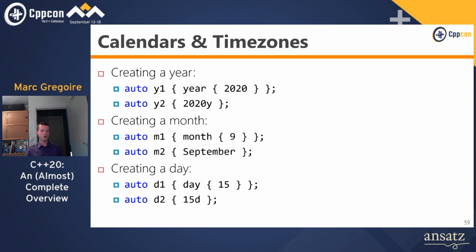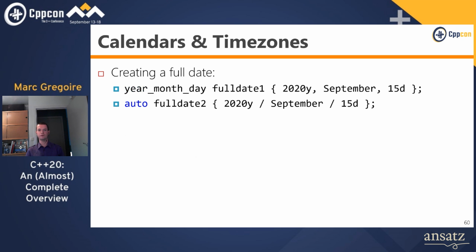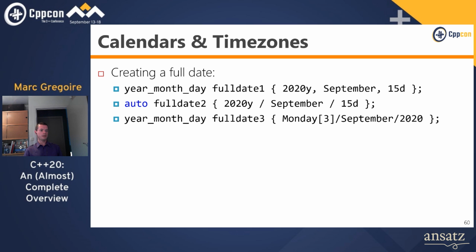And you can create a day similar to a year. You can just use a constructor, or you can use a standard user-defined literal. These just create a single year, a single month, and a single day. But of course, you can create a full date as follows. One of these two syntaxes you can use. And additionally, you can say something like this. I want to create a day that is the 3rd Monday of September 2020.